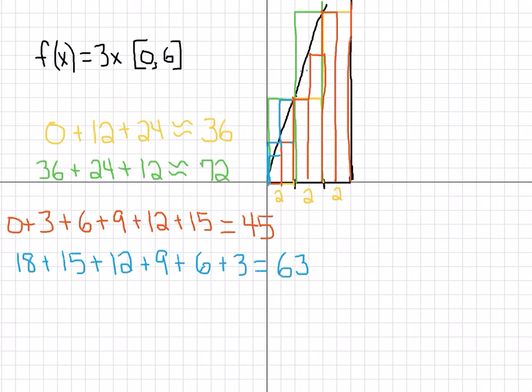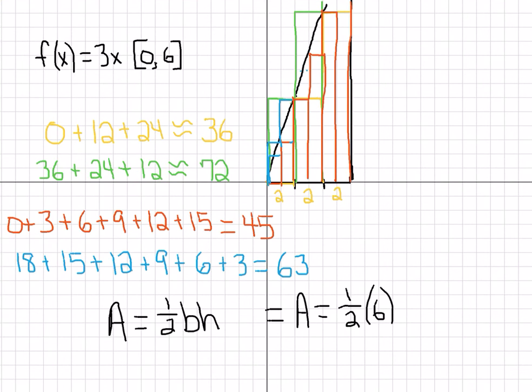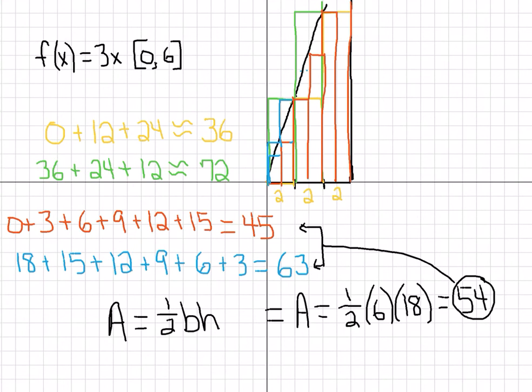Now, if I wanted to find the actual area of this one, I can, because this is simply a triangle, and triangles are 1/2 the base times the height. So I know my answer is going to be between 45 and 63. It's going to get closer and closer. So if I'm trying to find the actual area, the area is going to be 1/2 the base. The base of this is 6 units long, and the height of this gets up to 18. So 1/2 of 6 is 3, and 3 times 18 is 54. This is the real area of this. Notice it's between these two values. And if I were to divide this up into more subintervals, I would get closer and closer and closer to this 54 answer.